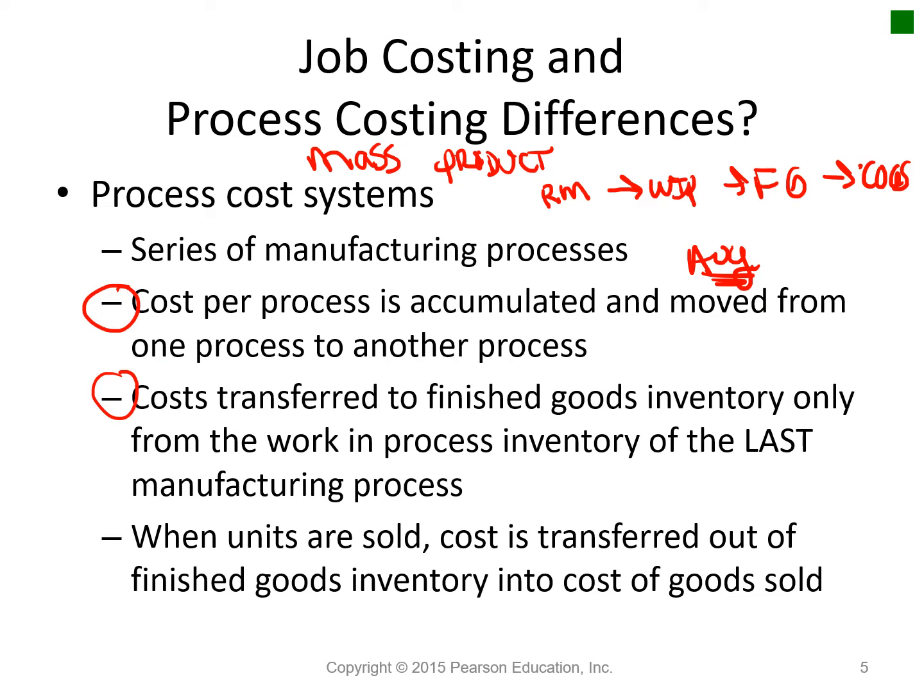Think of process costing as you're really going to have multiple work in process departments, whereas in a job order costing setup, you had one work in process for each job. For process costing, you're going to have several work in process departments or accounts for each particular department that a company's using.